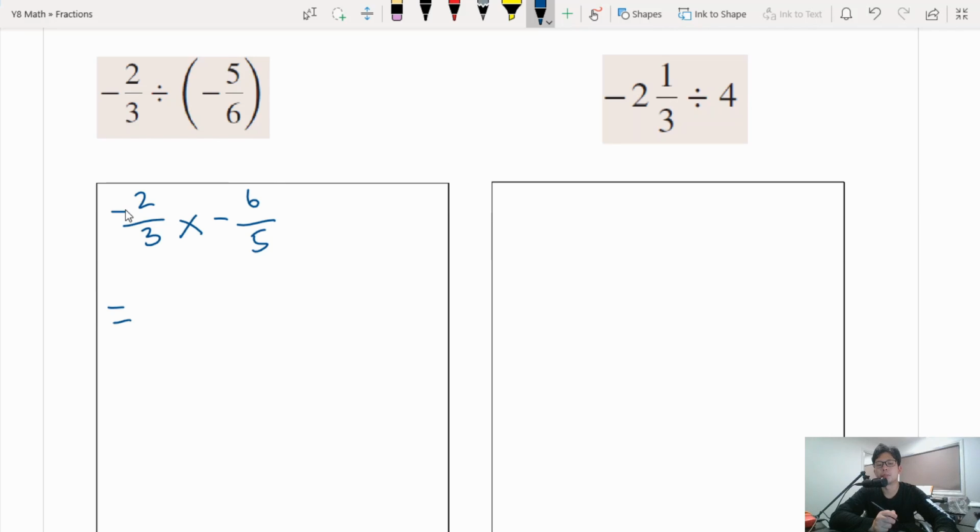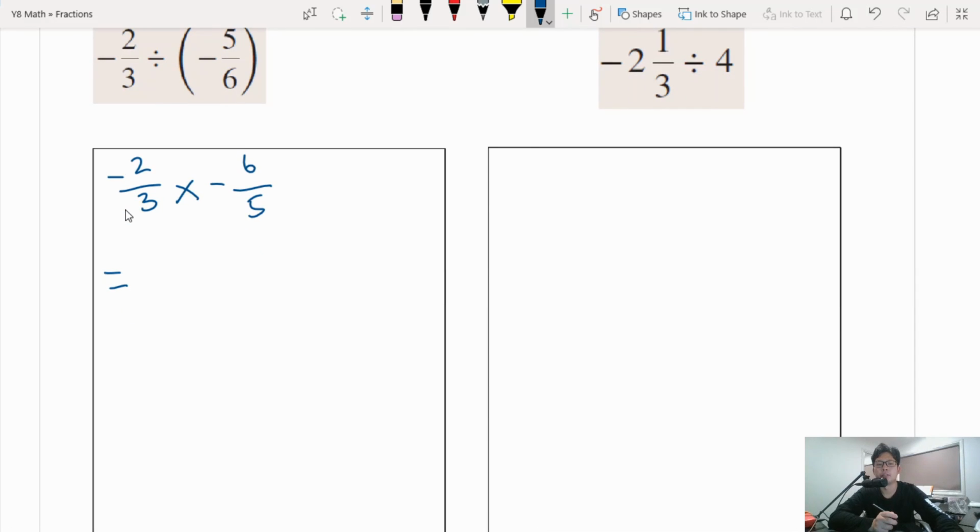And remember, in a multiplication, always simplify anything that you can before you proceed. And we can only cancel or simplify diagonally and vertically, never horizontally. So in this case, we can simplify the 3 and the 6. They are both divisible by 3. So 3 divided by 3 gives us 1. 6 divided by 3 gives us 2.